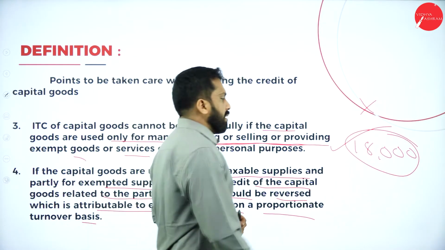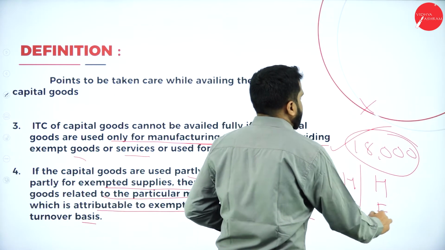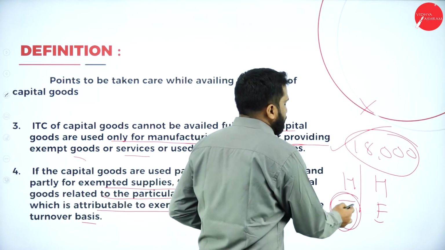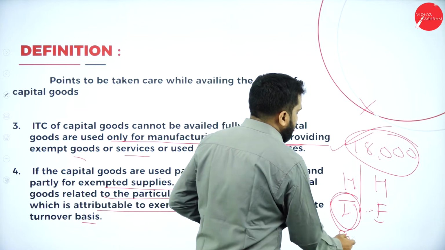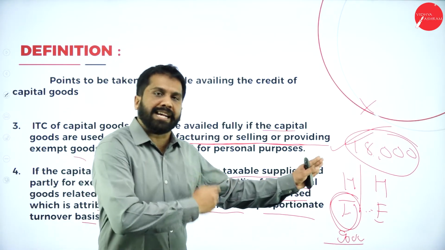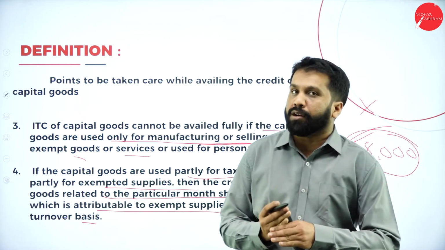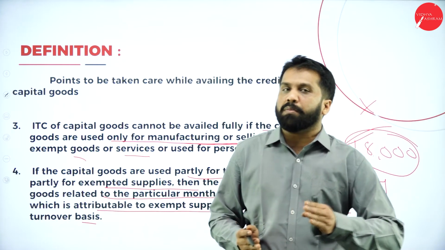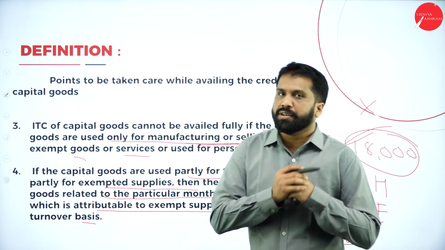Sometimes what happens? Half is taxable, half is exempted goods. Whatever taxable is there, proportionately you can claim. Like 9,000 you can claim. You cannot claim 18,000 because half is taxable, half is exempted. According to proportionate of your turnover, you have to bifurcate how much is exempted, how much is taxable. According to that, you are supposed to claim.